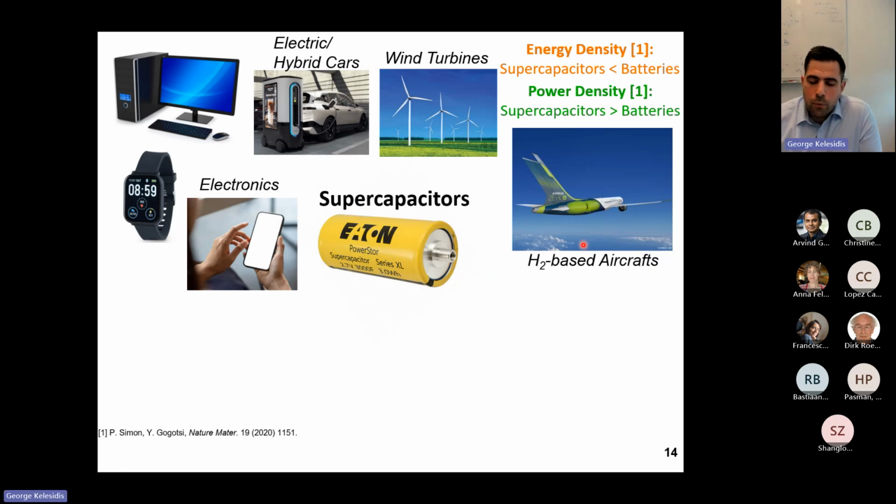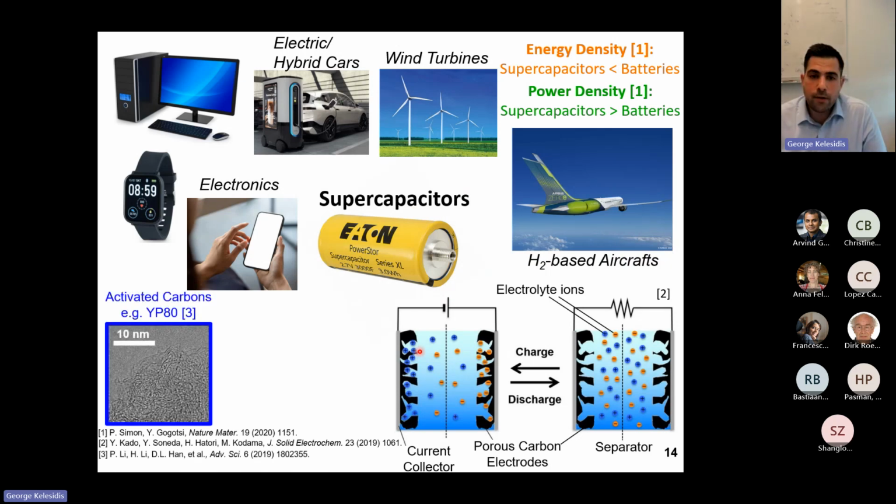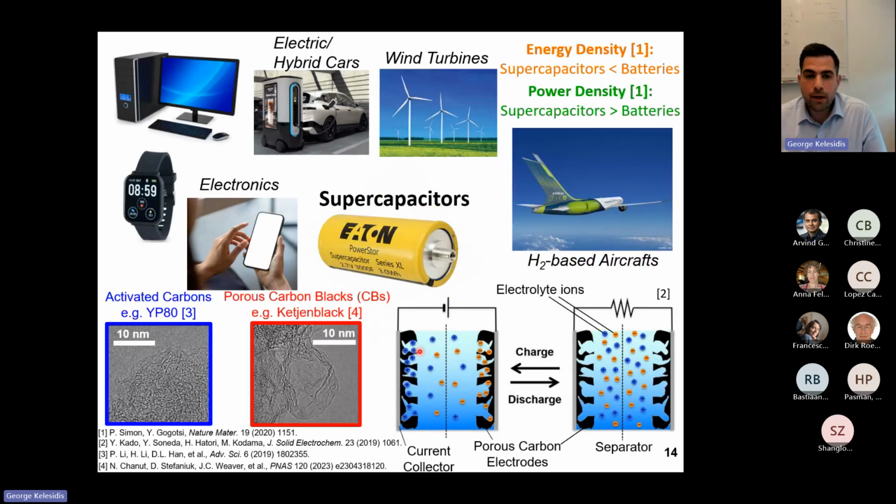So the most widely used and commercially available supercapacitor device is the so-called electric double-layer capacitor. So there we have two porous carbon electrodes that are separated by organic or water-based electrolytes, as well as a glass fiber separator. So during charging and discharging of this supercapacitor, the electrolyte ions are adsorbed or desorbed from the pores of these porous carbon electrodes. So these electrodes are designed based on porous activated carbons, and more recently using porous commercial carbon blacks, such as the Ketjenblack grade that you can see over here.